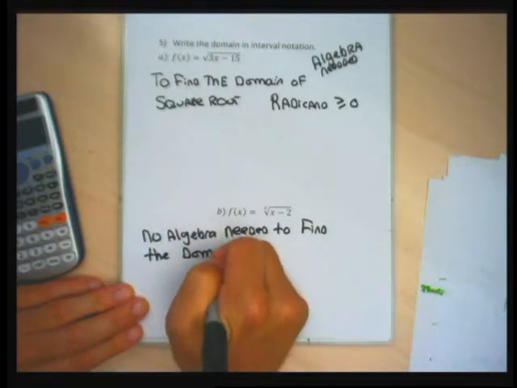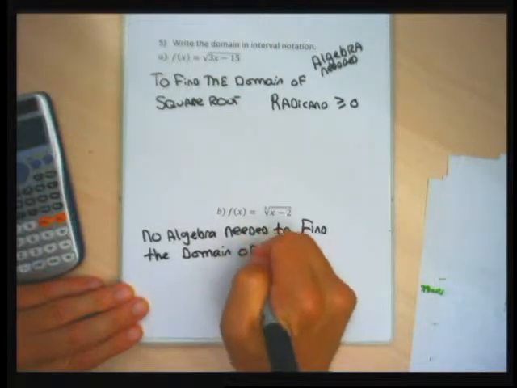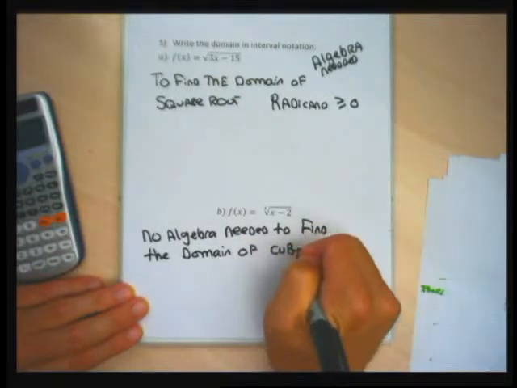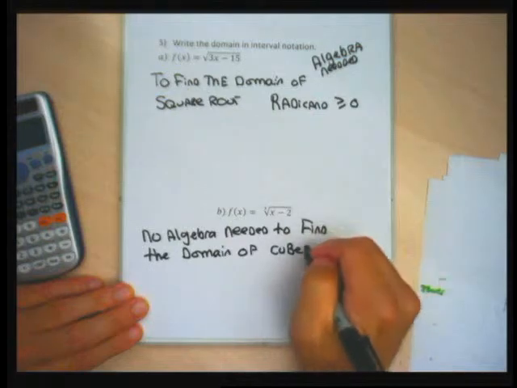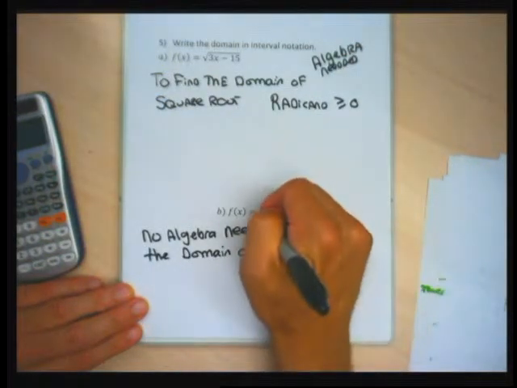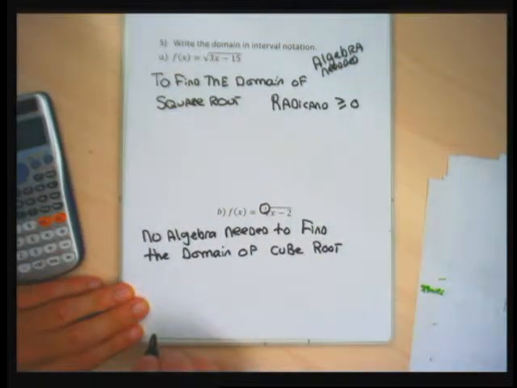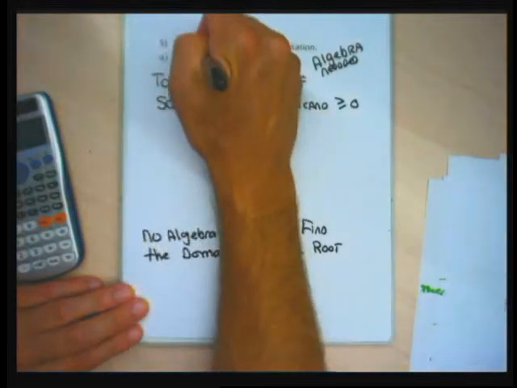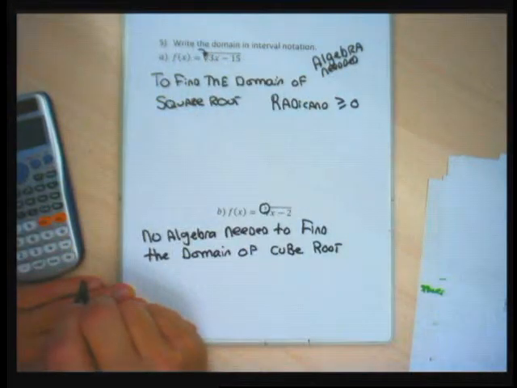So if on your test you're asked to find a domain and you see a radical, you have to look at the index. If it's a cube root, there's no algebra, and the domain's just negative to positive infinity, or all real numbers. If it's a square root, there's algebra to do.